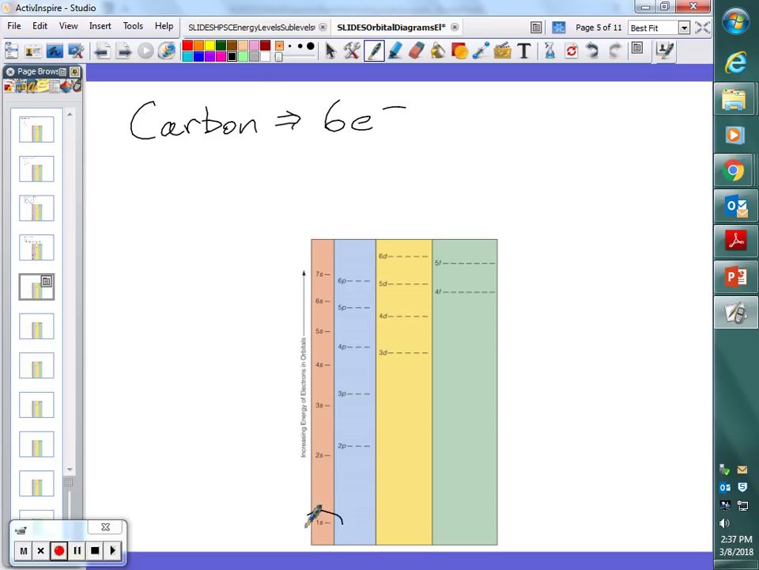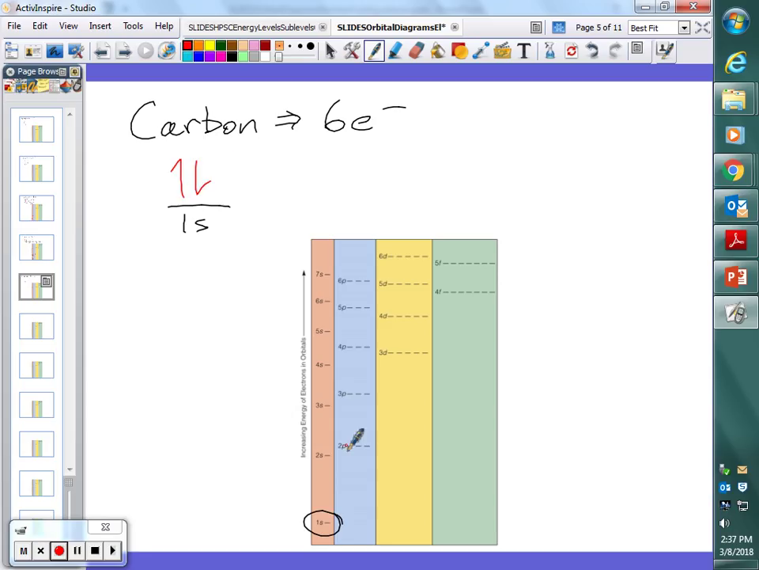Lowest energy first. 1s. Edie, you want to use boxes, lines, or circles? You like the lines? Okay. They're the easiest ones to do. All right. So 1s. Edie, what do you know about that 1s orbital? 2. It can hold 2 electrons.